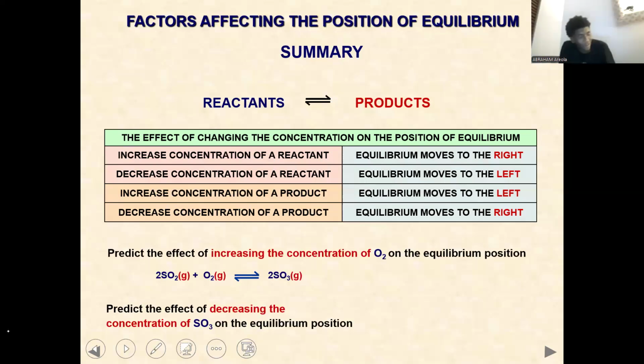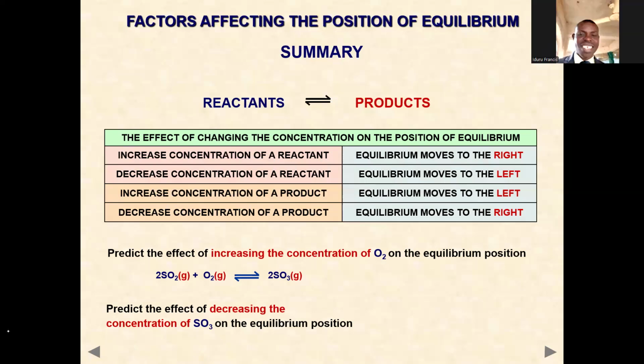So how many slides are there? No, we will not finish this today, but we have done with concentration, then we now go to the one on pressure.